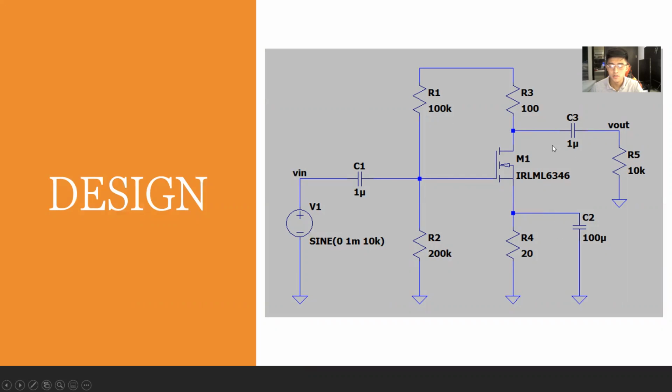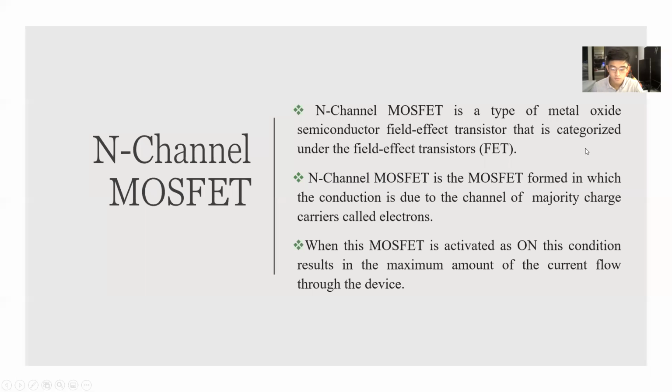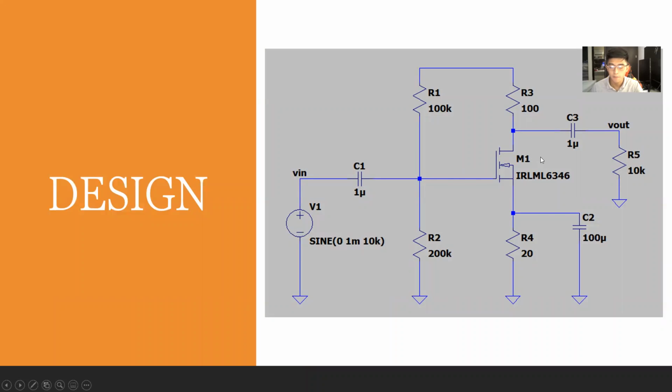I have three capacitors, C1 and C3 being 1 micro, C2 being 100, while I have five resistors: 100 kilo ohms for R1, 200 kilo ohms for R2, 100 ohms for R3, 20 ohms for R4, and 10 kilo ohms for R5. And then I have the V in and the V out, the voltage input and output on each side of my design. So, like I said, the N-channel MOSFET is the one I use in my circuit.